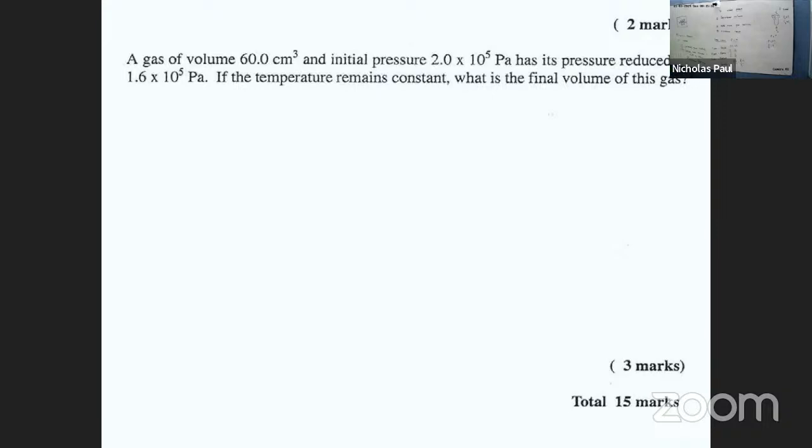Any question? Which one is constant? Temperature. So which law is that? Boyle's law, right? He just said Boyle's law. Take your time working in SI units.